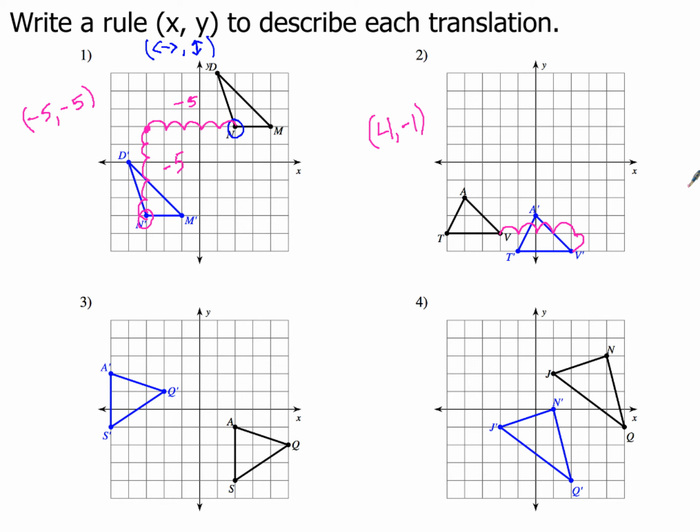And I can verify that by going to any of my other vertices. Like if I went to point A, 1, 2, 3, 4 to the right. So again, that's 4, but then I go down 1, so that would be -1. That translation holds true for any point that is part of my original image. Now, if you think you got this, go ahead and try example 3 and example 4 on your own. Go ahead and hit pause, and then come back and see if you got the correct answer when you're done.